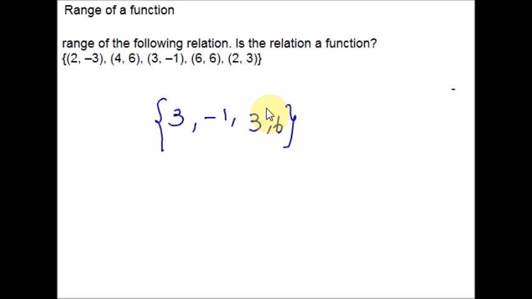So that's it for this problem. Please note that all I had to do to check whether the relation was a function was to look for duplicate x values. If you find any duplicate x values with different y values, then you do not have a function. Please remember that for a relation to be a function, each x value has to go to one and only one y value. Hope you're clear with this problem.